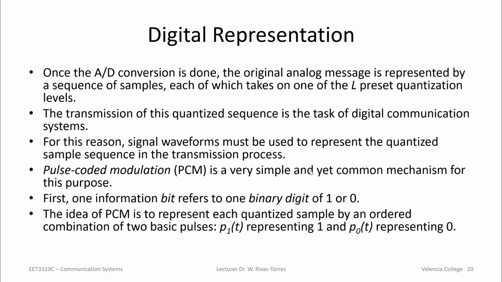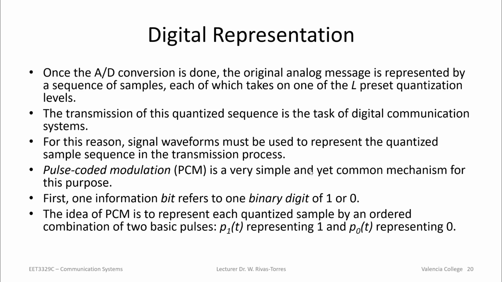Once the A to D conversion is done, the original message is a sequence of samples, right? And we have to represent it in, let's call it L, quantization levels. Now, we don't really transmit the quantization levels. We convert that to binary. That process needs a code, and this whole process is what we call pulse-coded modulation. It's a very simple, common, and powerful methodology, and it's what we use.